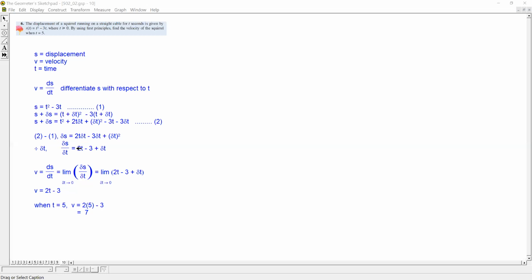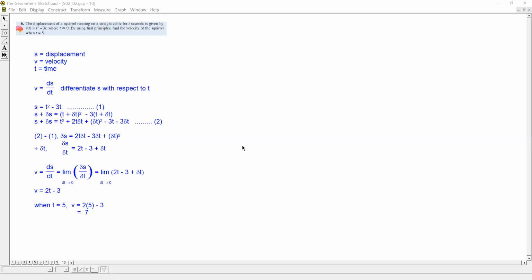So I take this expression here, I substitute it inside the delta s over delta t. It becomes like this. Now, as delta t approaches 0, that means this one will be 0. We are left with 2t minus 3. So what is the velocity? The velocity is 2t minus 3.